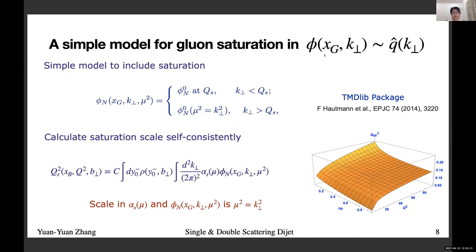And since for the medium gluon TMD PDF, the longitudinal momentum fraction x_g is small and it enters into the small-x region, we need to consider the gluon saturation effect. Here, we use a simple model to include the saturation. So when the transverse momentum of the gluon is smaller than the saturation scale, we let it have the value just at Q_s. And when the transverse momentum k_perp is larger than Q_s, it is given by the TMDlib package. So with this TMD PDF, we can calculate the saturation scale self-consistently by this equation. And for given x_B and Q squared, one can get a value of Q_s as shown by the 3D plot on the right. And the scale in the running alpha_s and the gluon TMD PDF, mu, we choose to be k_perp.